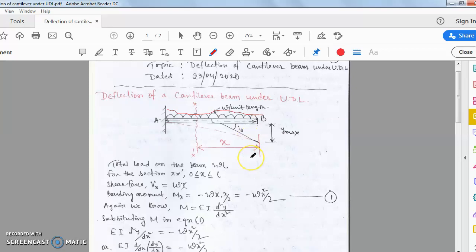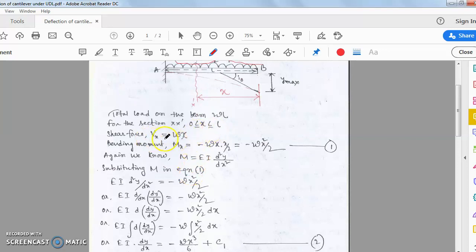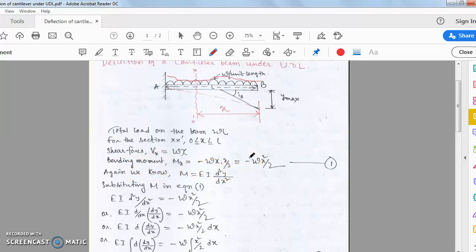In the same fashion as the shear force and bending moment diagrams, we will take a section at a distance x from the right hand side of the beam, where x lies between 0 and L. The shear force is Vx equal to Wx, and the bending moment Mx equal to minus Wx into x by 2, as for any downward force the bending moment will be negative. So minus Wx square by 2.